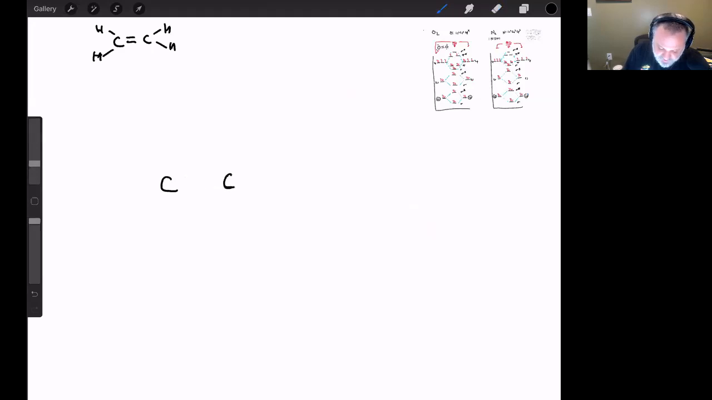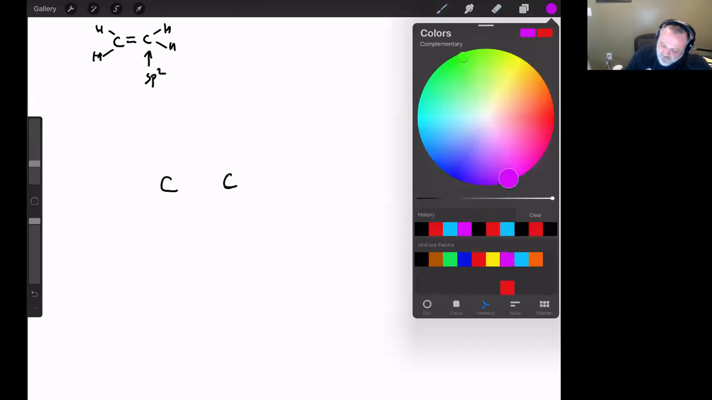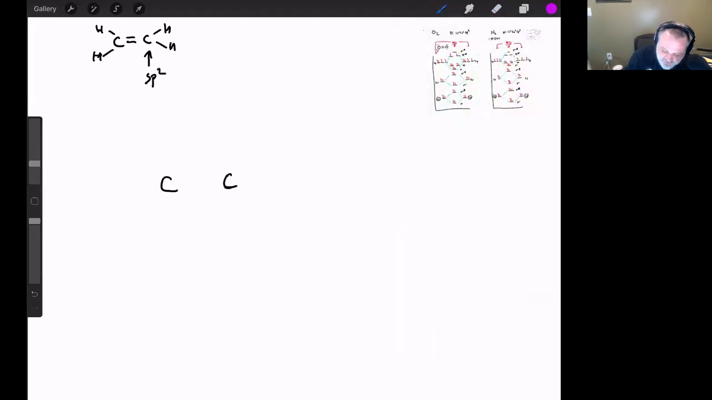We said that these carbons are sp2 hybridized. And if you remember, from the 3 p orbitals and the 1 s orbital, we only took 2 of the p orbitals. So that means we've got 1 of the p orbitals that's yet unhybridized. So let's just draw the hybrid orbitals. There's one of the hybrid orbitals. There's another one of the hybrid orbitals, and that's overlapping with a hydrogen.